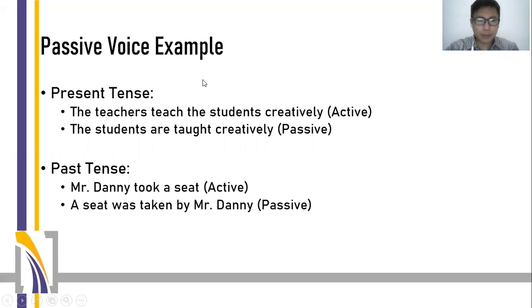Here we are. The teachers teach the students creatively. This is the present tense for passive. And the passive voice is: the students are taught creatively. So you can see that this teach, from the verb 1, changes into taught in verb 3. And there's also added are.